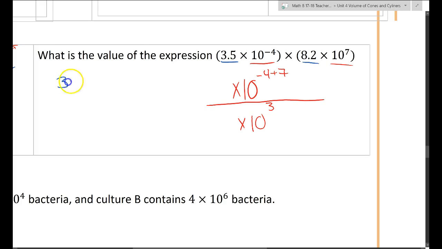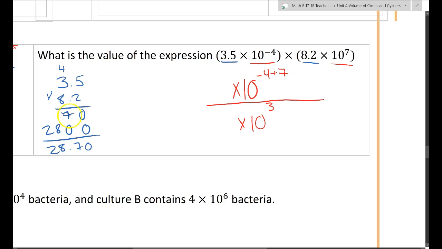Now I just say 3.5 times 8.2. 2 times 5 is 10. 6, 7. Put a placeholder. That is 40. Make that a 4 just so I don't clutter my space. 8 times 3 is 24. 28. 28.